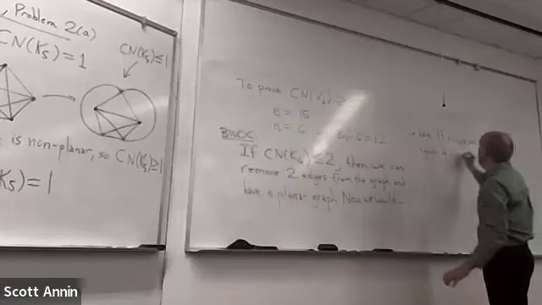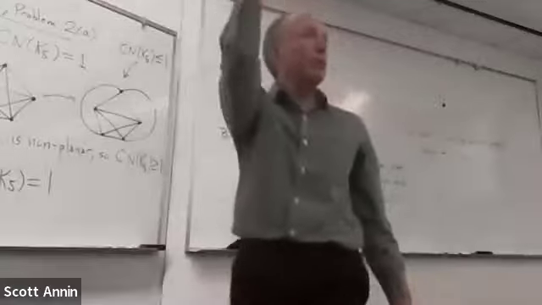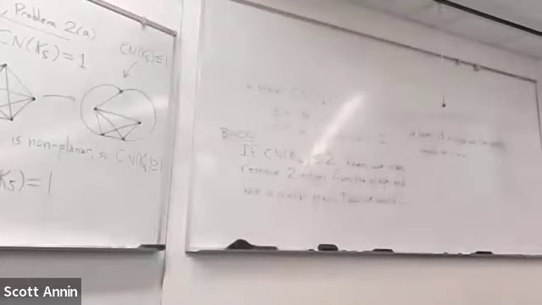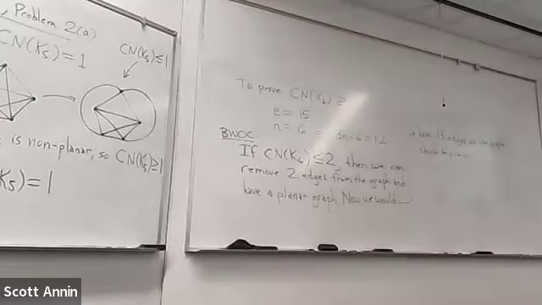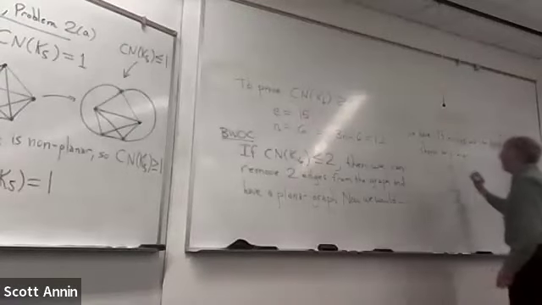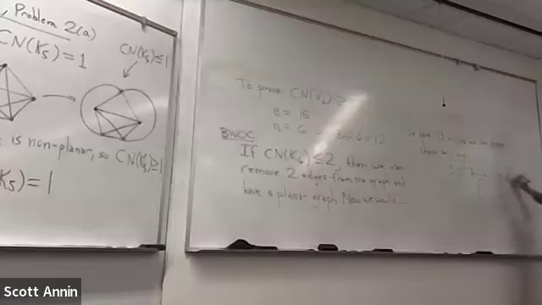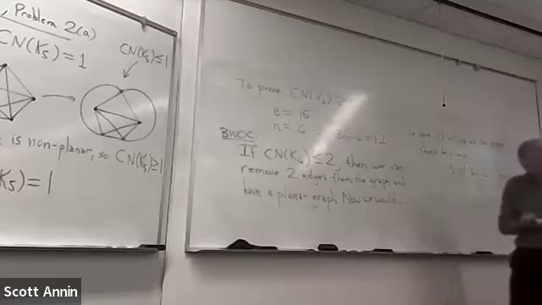Because you've removed 2 edges that were both causing the crossings. Every time you remove one of those edges that participates in a crossing, you get rid of that crossing. So it should now be planar. However, 13 is not less than or equal to 3n minus 6, which is still 12. Okay, so that's a contradiction. So that's how you do it.